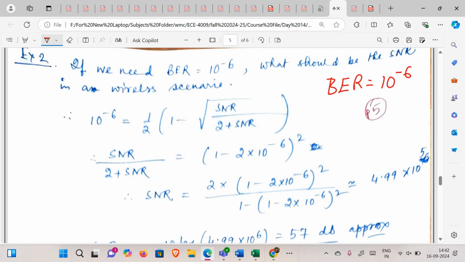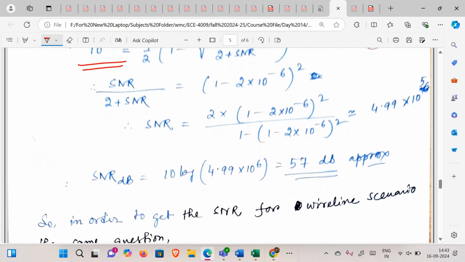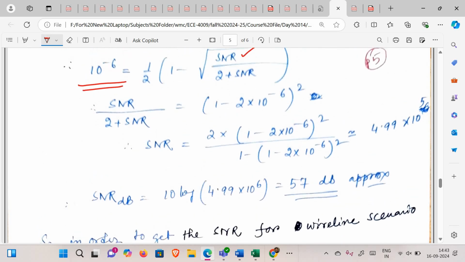Alright. So we have BER. The question is, if I want to achieve a BER of 10 to the power minus 6, what should be the SNR in a wireless scenario? It's just the reverse question. So with 10 to the power minus 6 on the left hand side, we have to find out what the SNR is. We take the necessary approximation. I'm going a little bit quickly here because it's nothing much; you can do it on your own also. So we do the calculation, we get the linear value over here, 4.99. We take the log of it and we get approximately 57 dB.